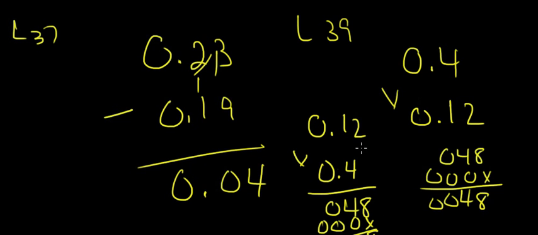Now I count my decimal places. 1, 2, 3. You see that? 1 decimal place, 2 decimal places, and 3 decimal places to the right of the decimal. So I have to bring my answer over 1, 2, 3, and I drop that decimal right there. So my answer is going to be 0.048. That's how we do that.